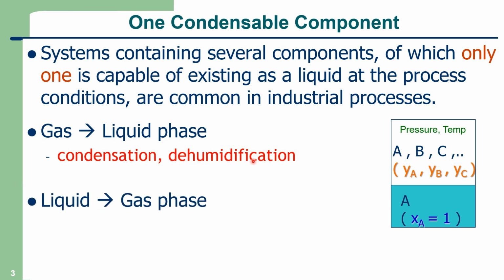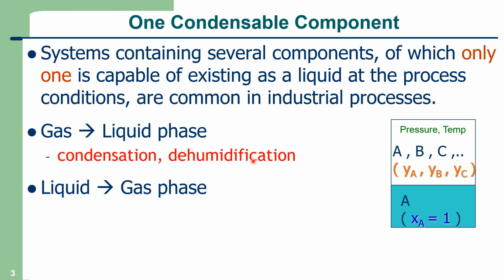Okay. How about liquid to gas phase? Well, if air can be condensed, of course, air can be vaporized too, right? So this is what we learn. We know it as evaporation or drying. This is what we call unit operation.